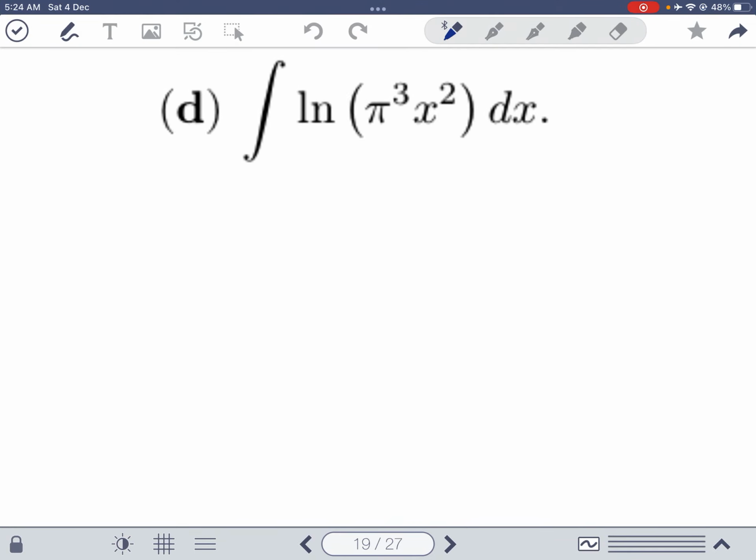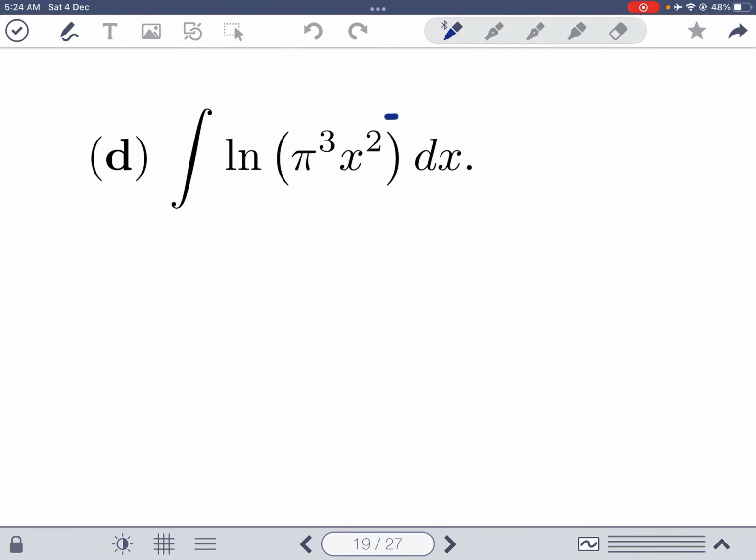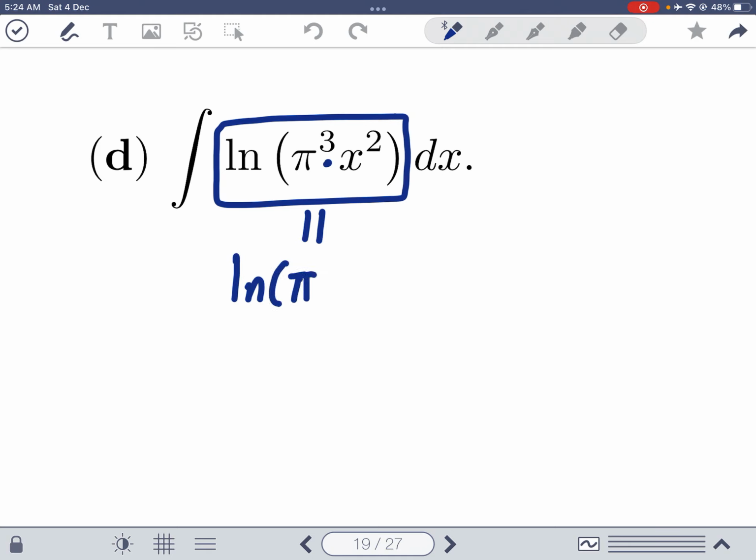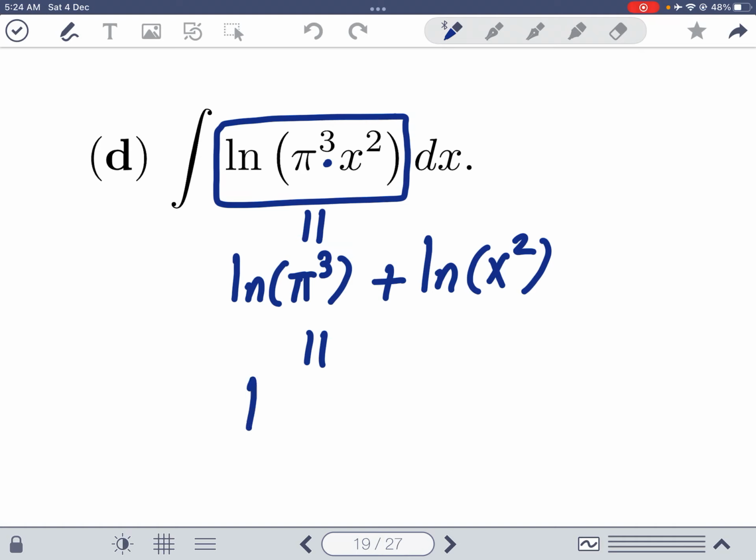And this one is also a nice question. Notice, logarithm always needs to be simplified before you start. I told you this several times in many questions in this review. So first you say, logarithm, this is the product of two things. So it's ln of pi cube plus ln of x squared. Now ln of pi cube, keep it as ln of pi cubed.